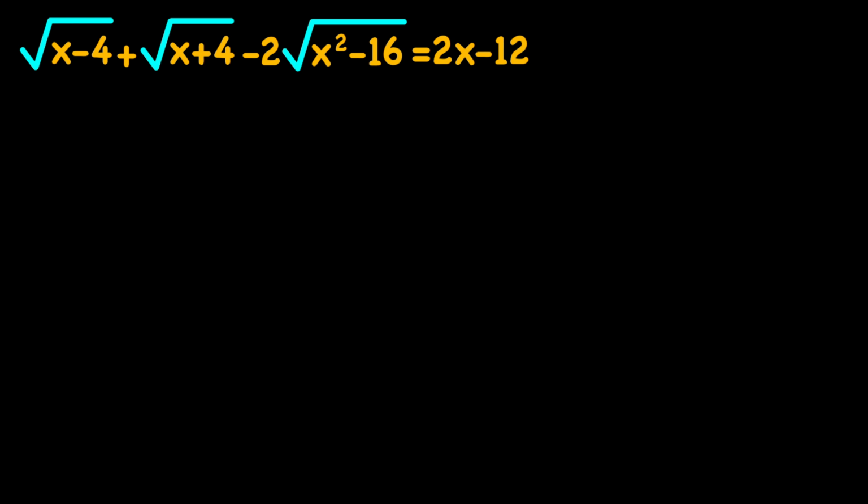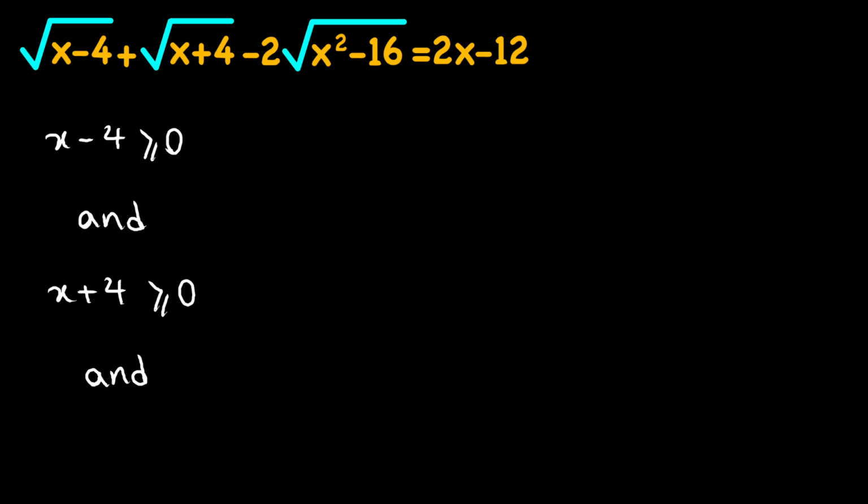So first of all, let's go ahead and start with the domain. Obviously this, and this have to be greater than or equal to 0. They have to be non-negative. So we have x minus 4 is greater than or equal to 0, and x plus 4 is greater than or equal to 0. And the same thing goes for x squared minus 16.